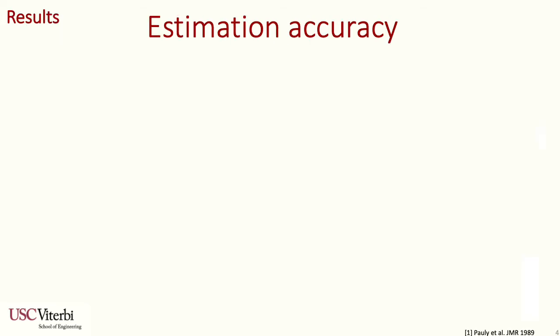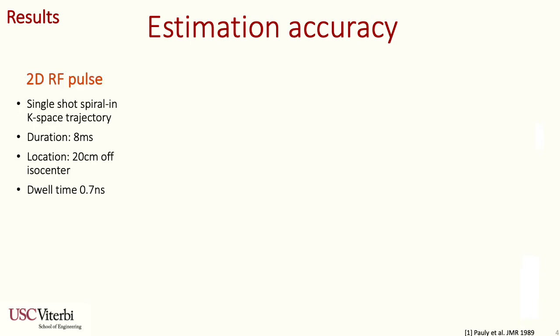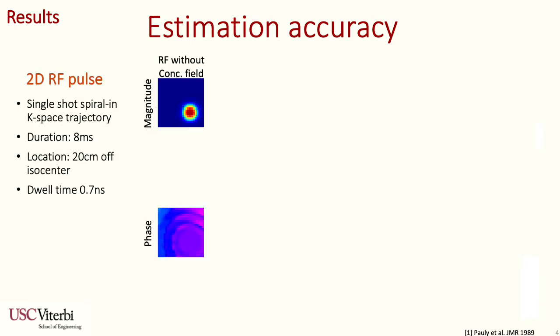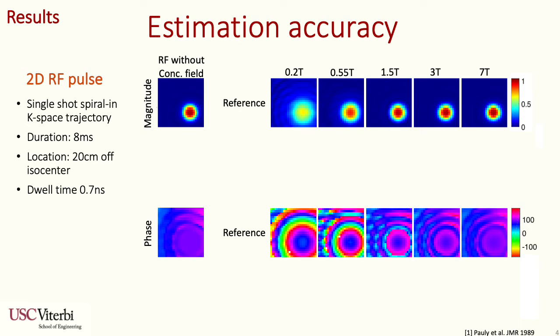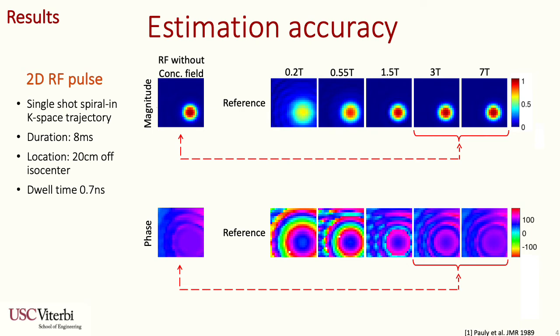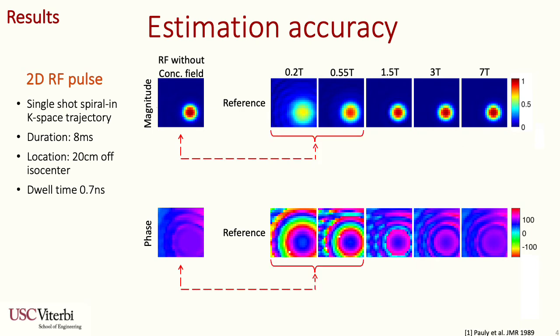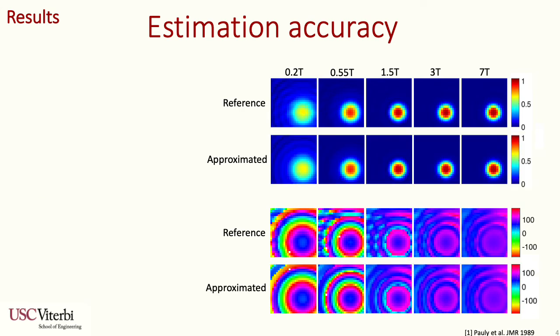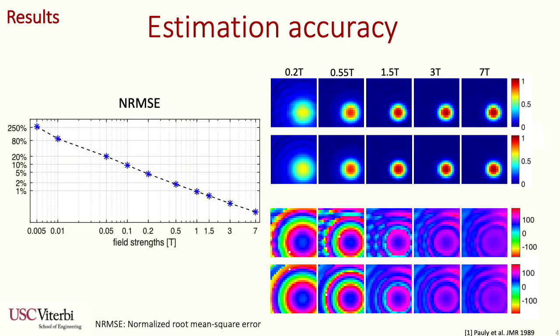We evaluated the estimation accuracy across field strengths using the 2D RF pulse. Here are excitation patterns. Using the reference method with the concomitant field considered, we observed that at higher field strengths, the patterns are almost the same as the original. At low fields, the errors become obvious. With our proposed method, they are almost identical to the reference at higher fields and have slight differences in the phase at low fields. Quantitatively, we confirm that the estimation error can be less than 5% when above 0.2 Tesla, and is smaller for larger B0.